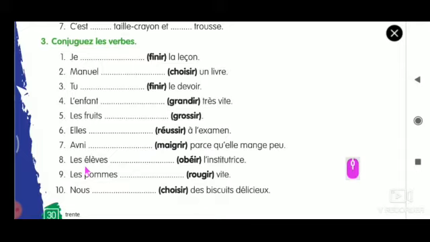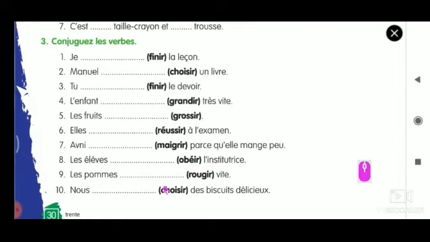8th one. Les élèves obéir l'institutrice. Now we have to see les élèves is singular or plural. So les élèves means the students, so it is plural. Les élèves dash obéir. So obéir, which is the radical, O-B-E accent I is the radical. So to this radical, what should be added? Third person plural ending, that is S-S-E-N-T should be added. Les élèves obéissent l'institutrice.